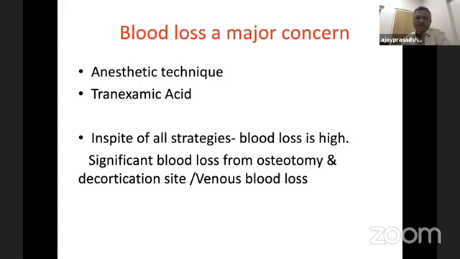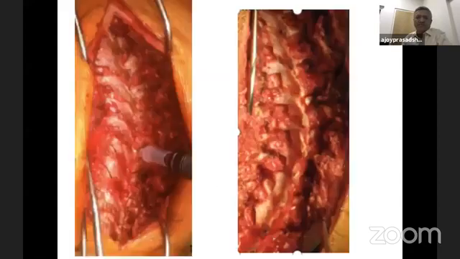As Bhavuk mentioned, one of the important contributors to the blood loss is the osteotomy and the decortication site and the venous blood loss. Therefore, in a situation like this, similar to the article I took from the one Bhavuk showed, by using the ultrasonic bone cutter, you can do a facetectomy quite safely without any major issues. The blood loss becomes significantly lesser.